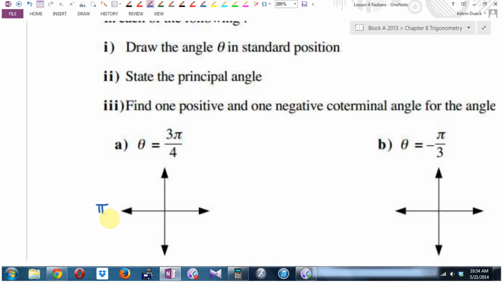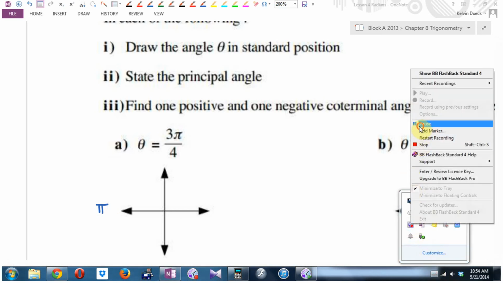Roy, what's the angle that they gave me? Part A, theta equals 3 pi by 4. Okay. You said pi. What number is in front of the pi? It's invisible, but what number is sitting there? The angle that they gave me, what's the denominator that they gave me? What was the angle that they gave me? Roy, what did you say?